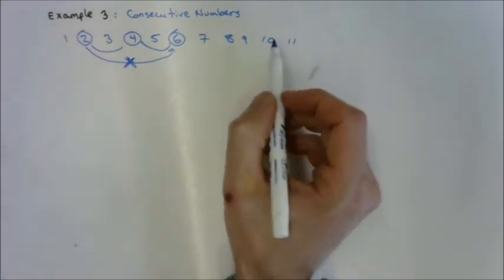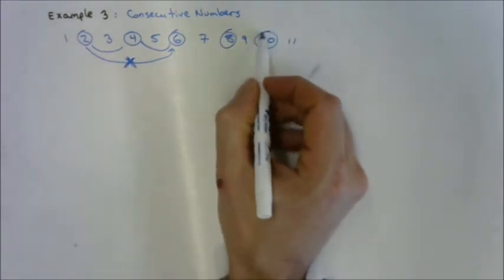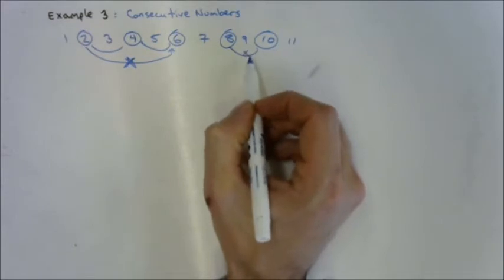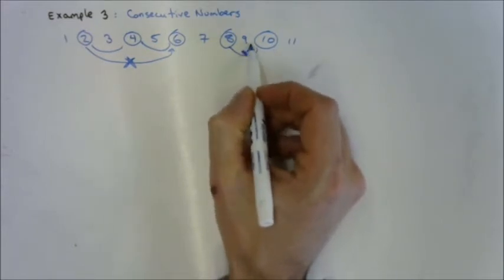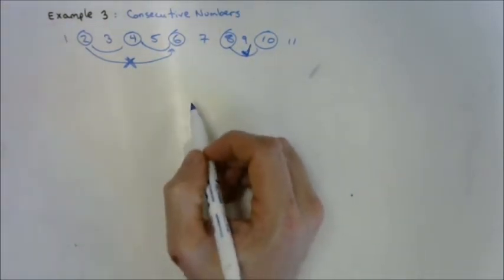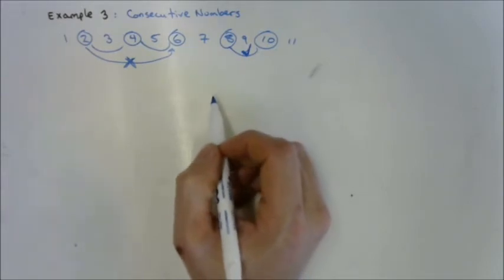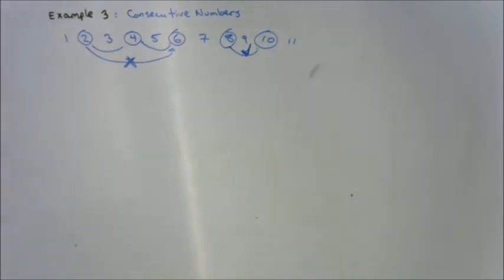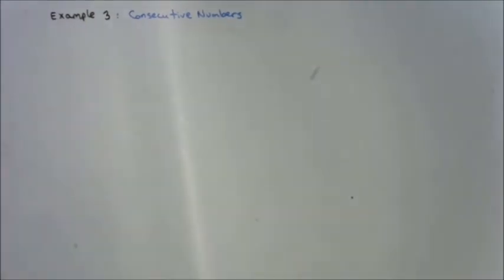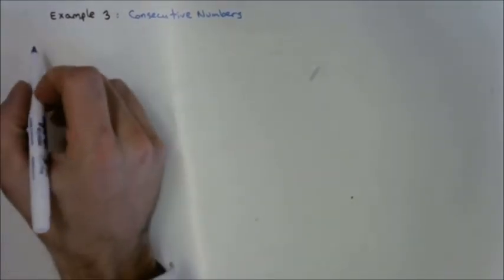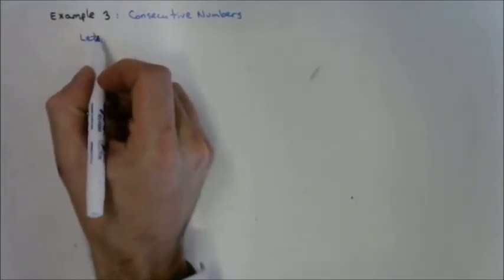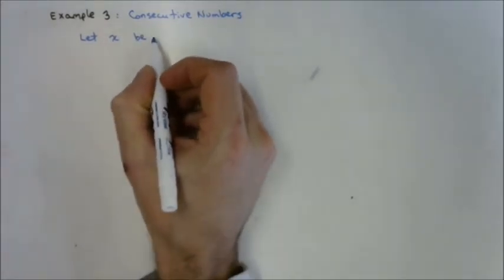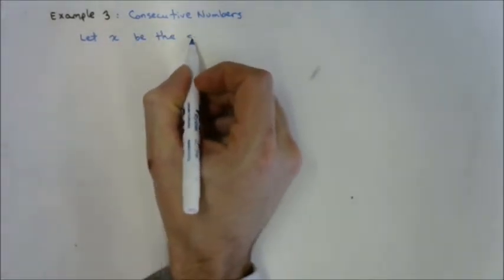Okay? So we're looking for something like 8 and 10 could be the two numbers if the product of 8 and 10 was 5,624. It's not, it's 80, so we know it's not, and we know we're looking for bigger numbers. Okay, well, let's let x be the smaller number.